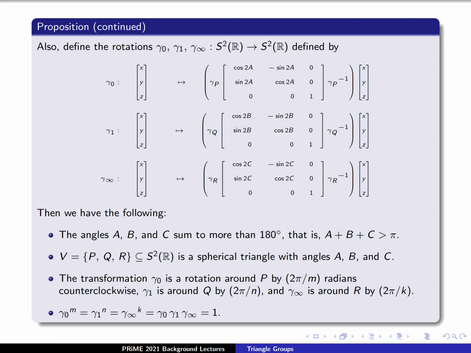First, the sum of the angles is greater than 180 degrees. That is, A plus B plus C is greater than pi. Second, these 3 vertices, P, Q, and R, generate a spherical triangle whose angles are A, B, and C. Third, similar to before, the rotation gamma 0 is a rotation around the point P by 2 pi over m, gamma 1 is a rotation around Q by 2 pi over n, and gamma infinity is a rotation around R by 2 pi over k. These 3 rotations, gamma 0, gamma 1, and gamma infinity, form an example of a triangle group.